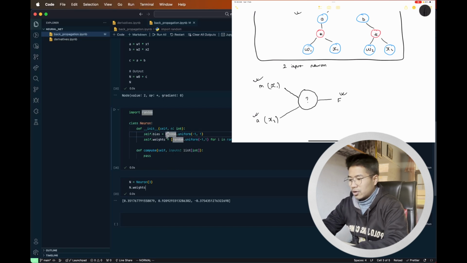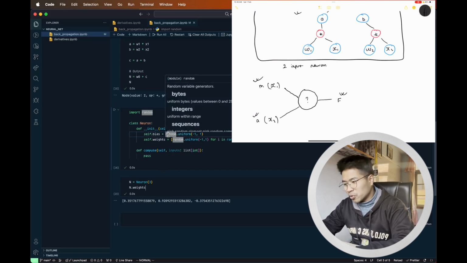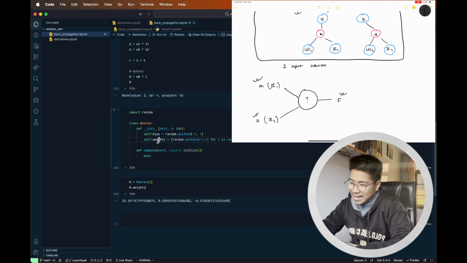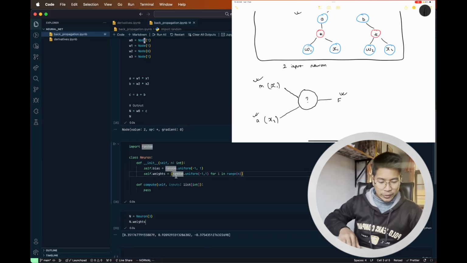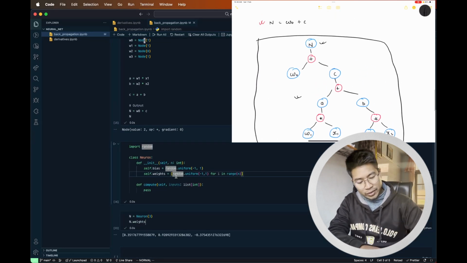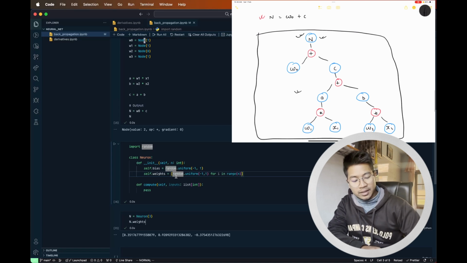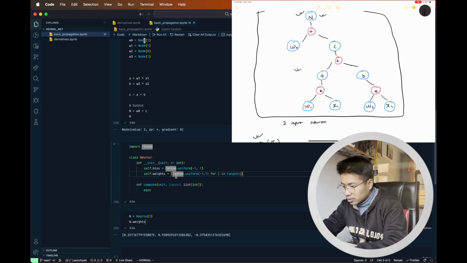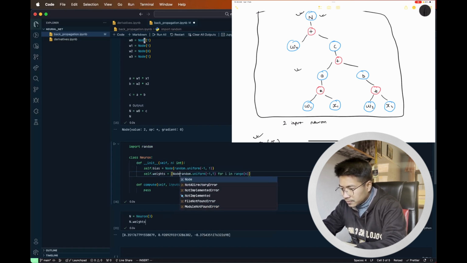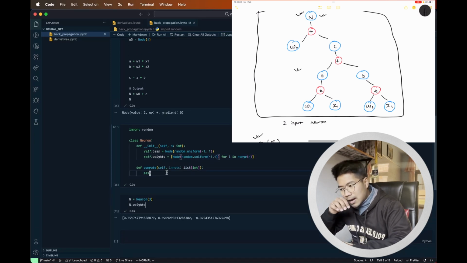So that's good. Oh, and one thing I almost forgot is that this bias and these weights, we should probably assign them as nodes so that we can use this tree structure to do the backpropagation that we've learned before. So this thing should be a node, and this thing also should be a node, right?